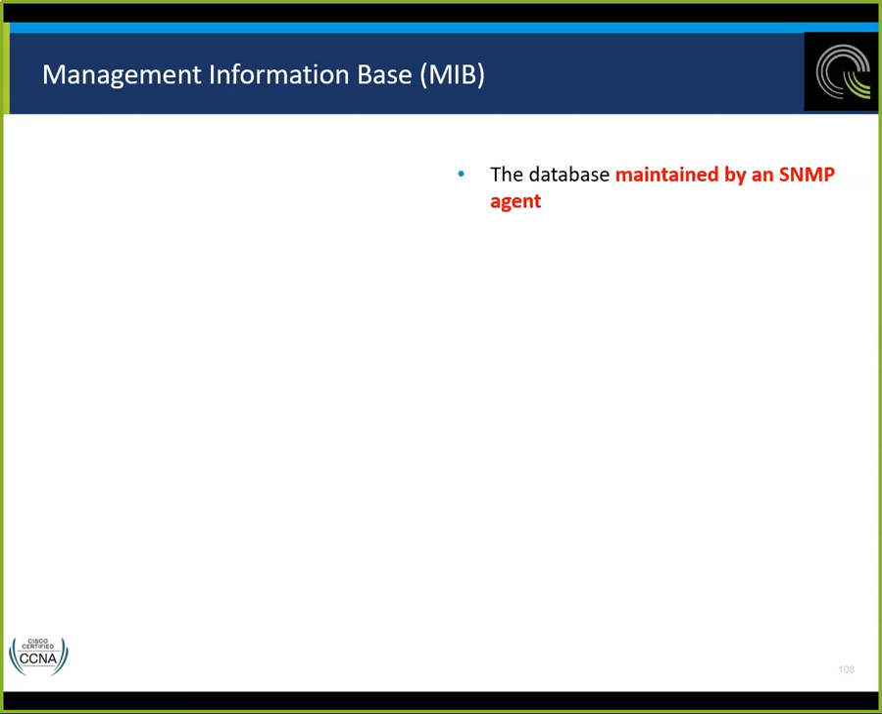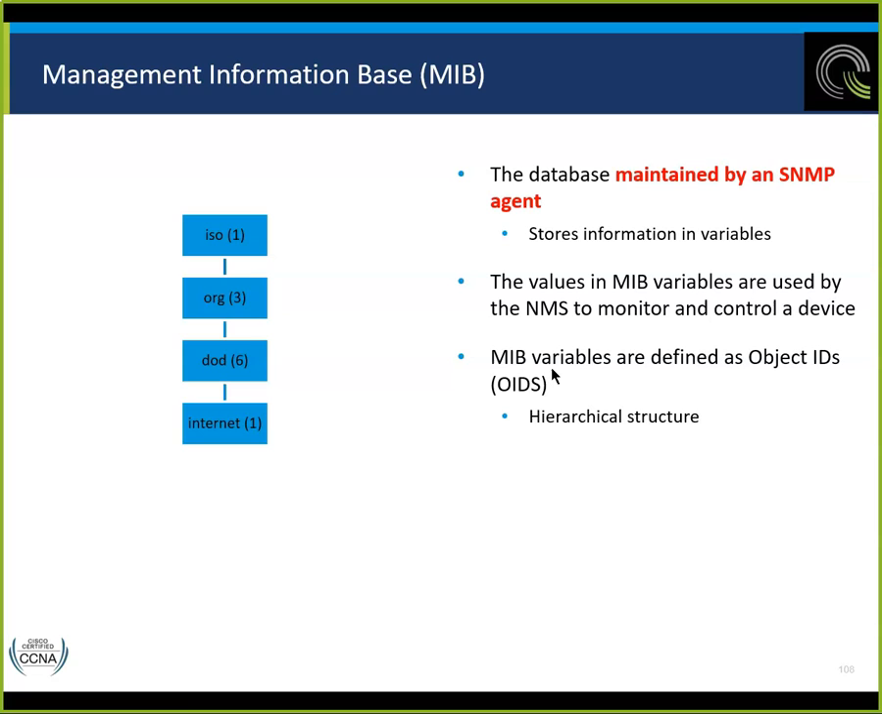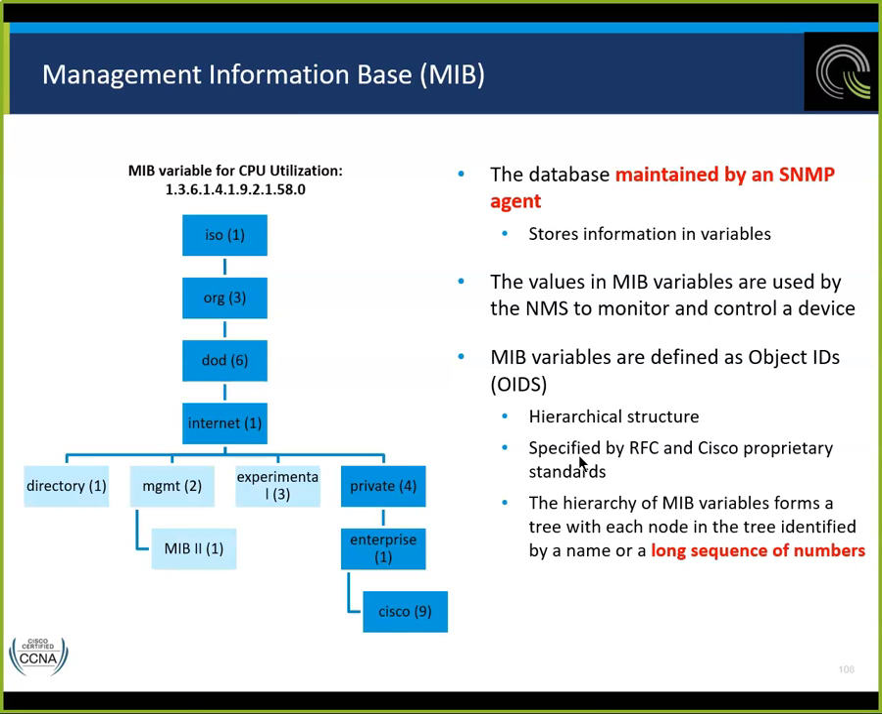The database is maintained by the SNMP agent, and it's going to be called the MIB, the Management Information Base. It stores the information in variables, and the values in the MIB variables are used by the management system to monitor and control the device. They are identified as object IDs, OIDs, and it's a hierarchical structure specified by RFC and Cisco proprietary standards.